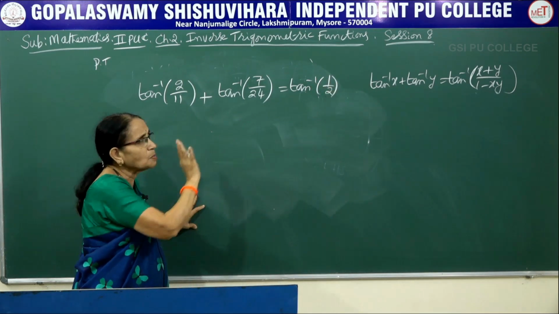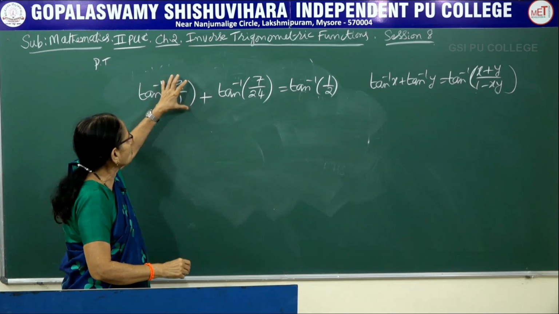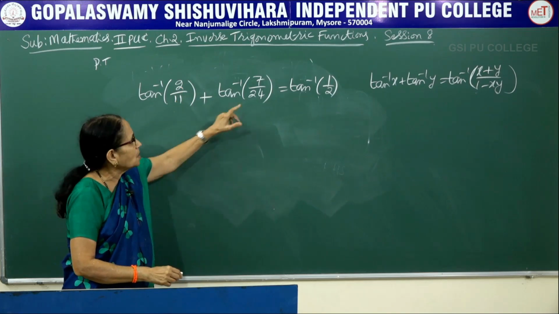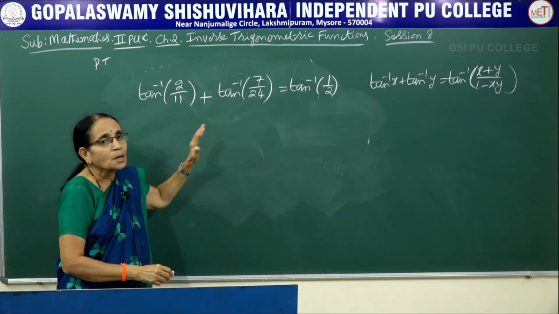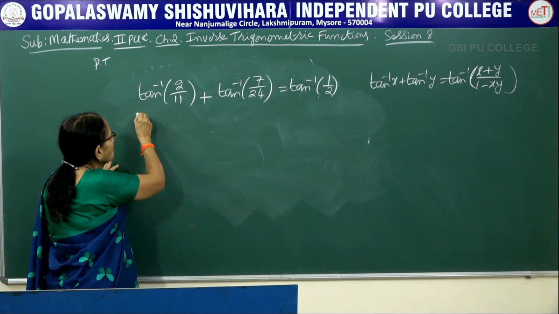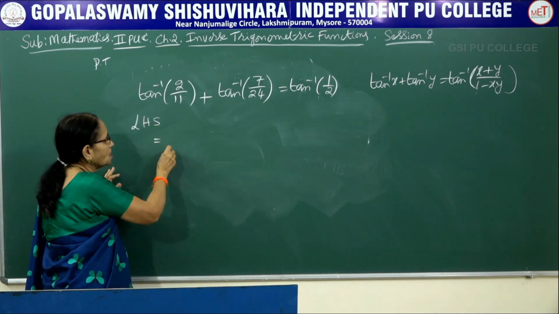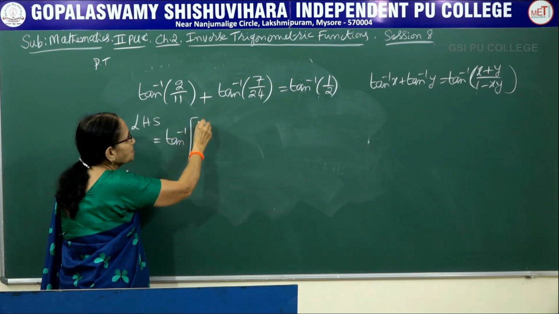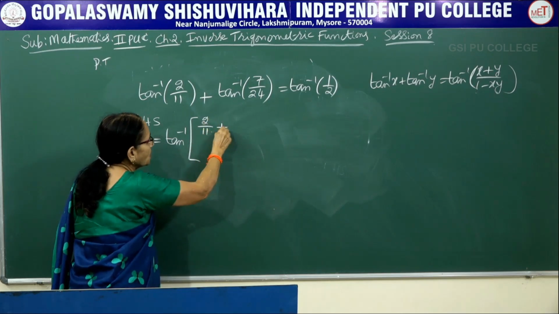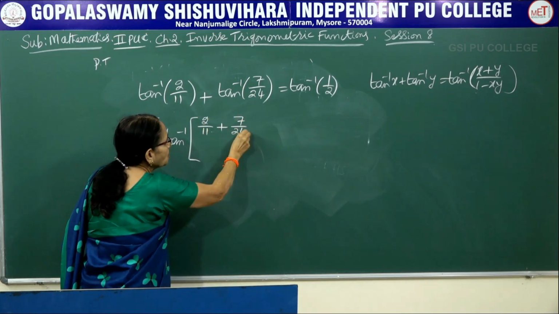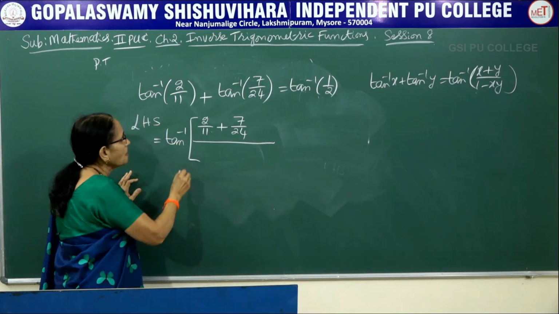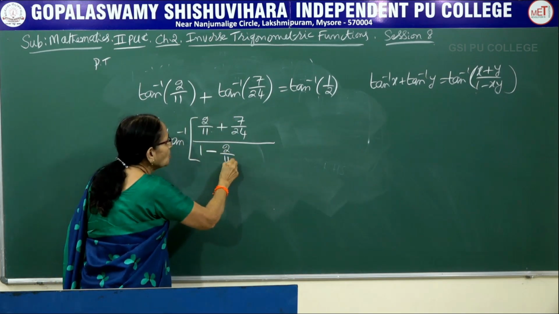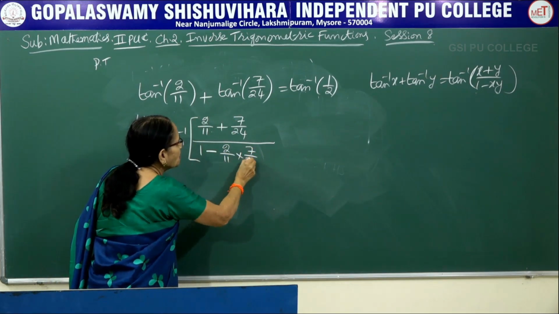Here also I am making use of the same property. You observe it is of the form tan inverse x plus tan inverse y. x has the value 2 by 11 and y has the value 7 by 24 in this particular problem. So let me start with the left hand side and apply the property. Tan inverse of x plus y, that is 2 by 11 plus 7 by 24, write a bigger line here, divided by 1 minus x into y, that is 2 by 11 into 7 by 24.